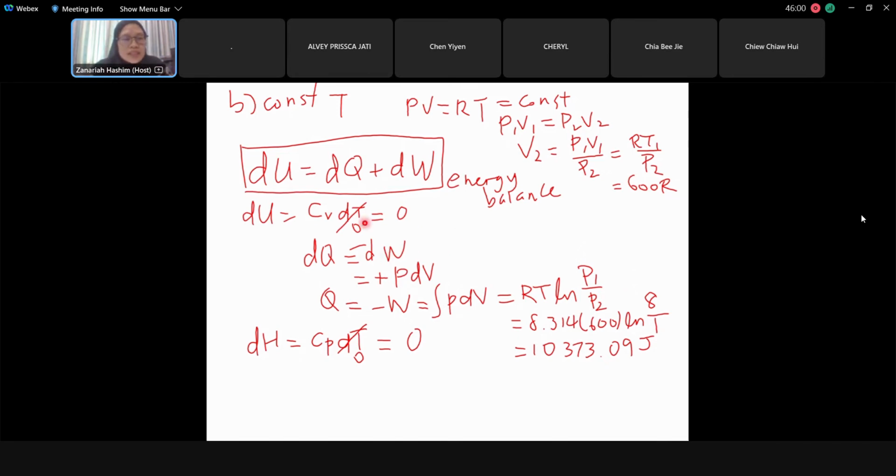So in this case the dU, or the internal energy, becomes 0, and then dQ equals negative dW, so equals PdV. You can get the value of Q from the integration of P times dV. In this case, this equals RT ln P1 over P2. So you just substitute the values of R, T, and also the pressures, and you get 10373.09 joule. This is for the Q and work. For U and H, they are 0 for constant T.